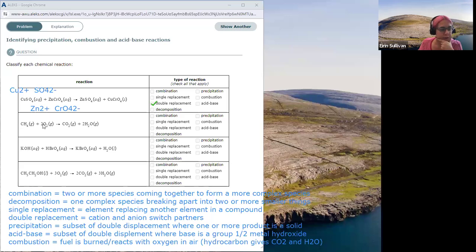Okay, CH4 plus 2O2 goes to CO2 plus H2O. That is a hydrocarbon, hydrogens and carbons, reacting with oxygen to form carbon dioxide and water. That is our classic combustion reaction.